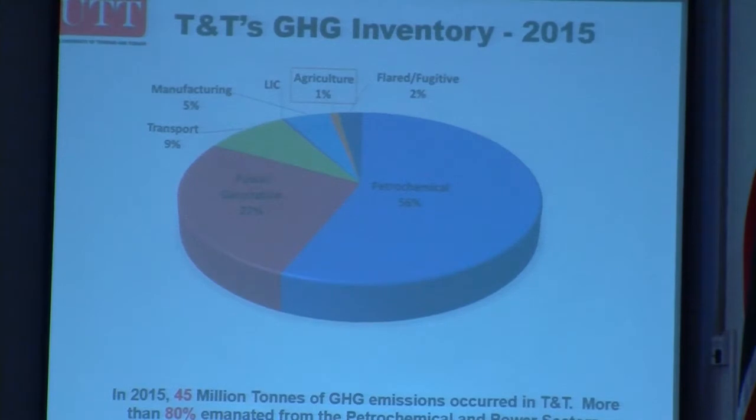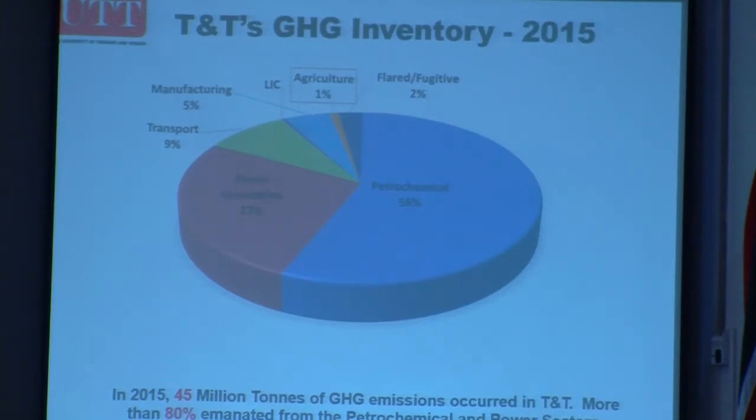And we start again into the results for Trinidad and Tobago here. In the year 2015, 45 million tons of greenhouse gas emissions, or CO2 equivalent emissions, occurred in Trinidad and Tobago. More importantly, more than 80% of that emanated from these two sectors, the petrochemical and power generation sector. We had some other sectors that contributed, transport, for instance, 9%. But look at those two big sectors, our petrochemical and power generation sector.